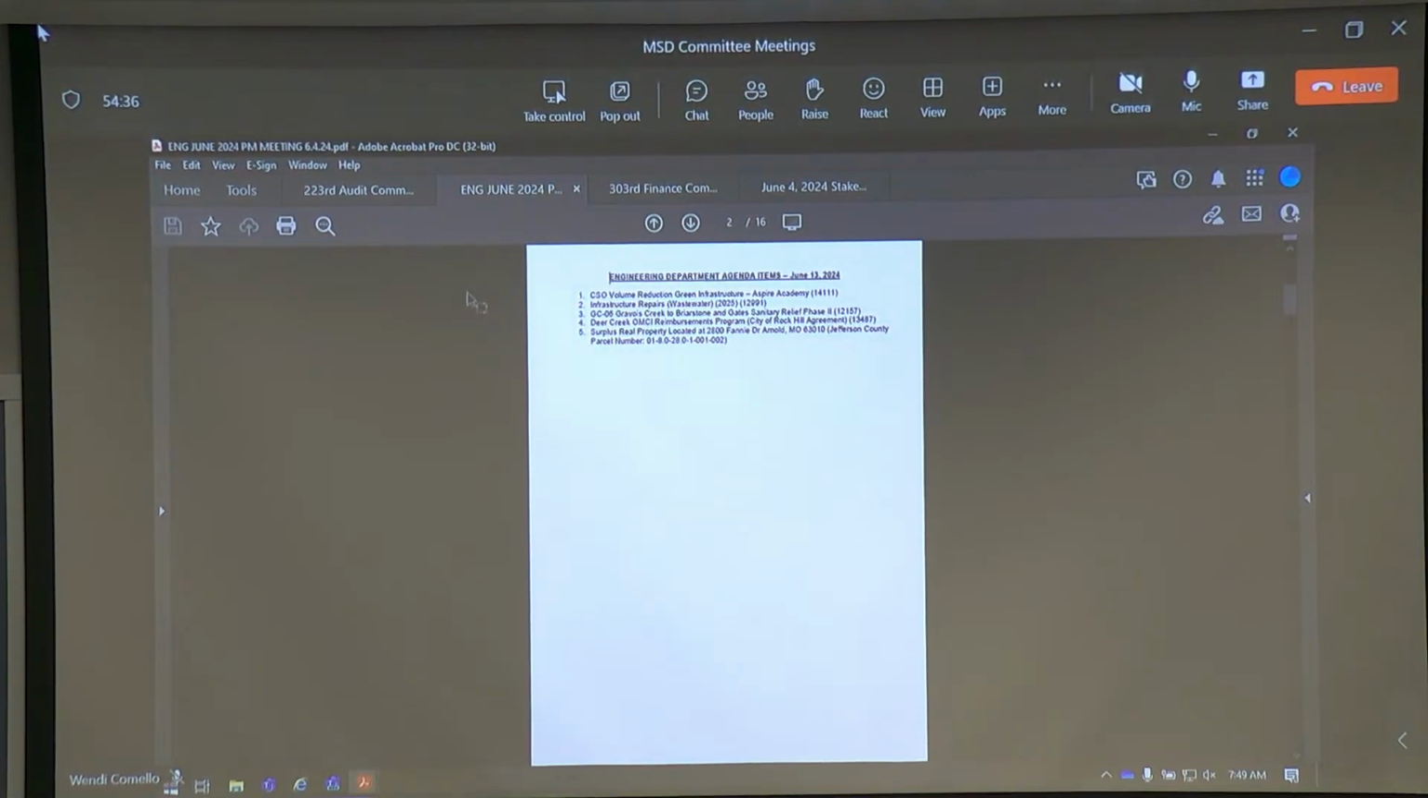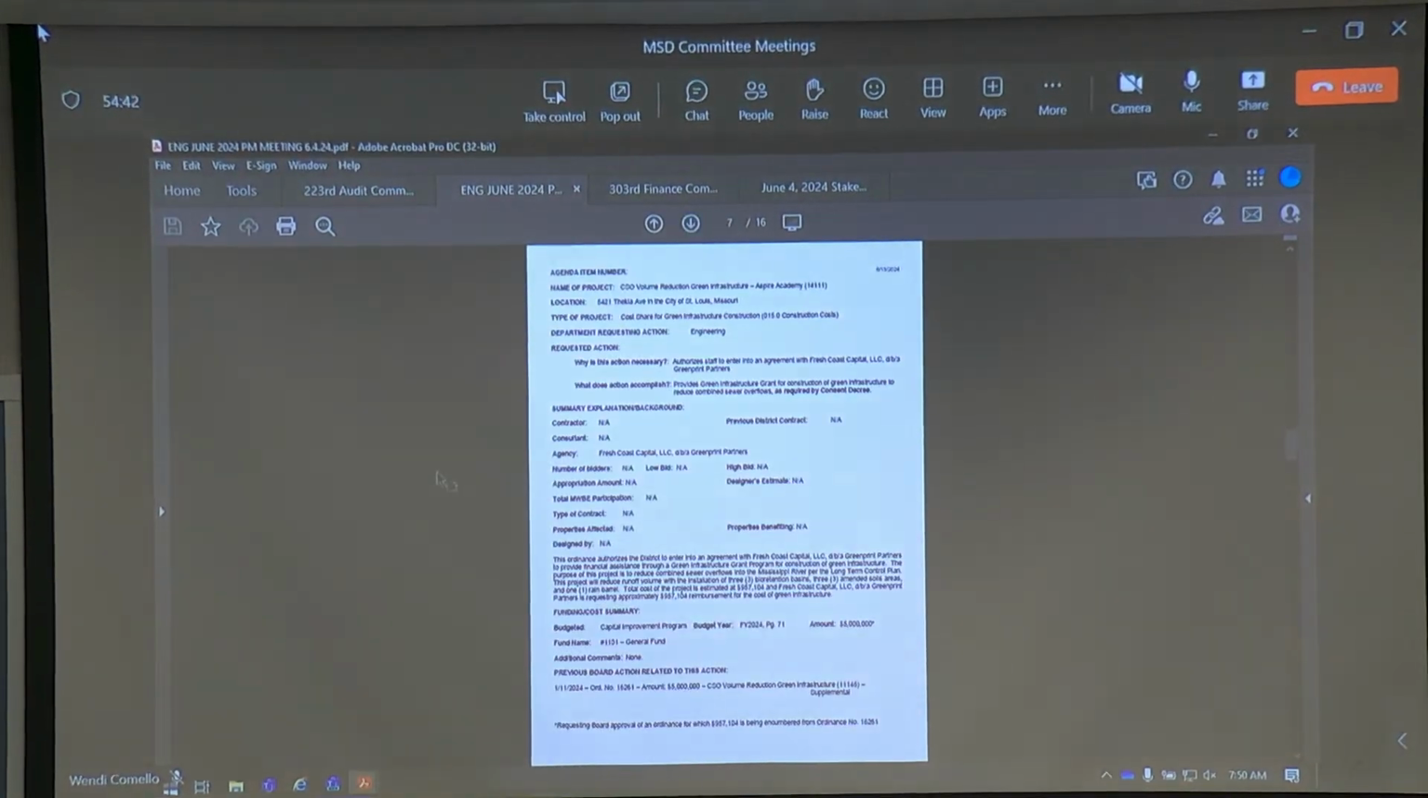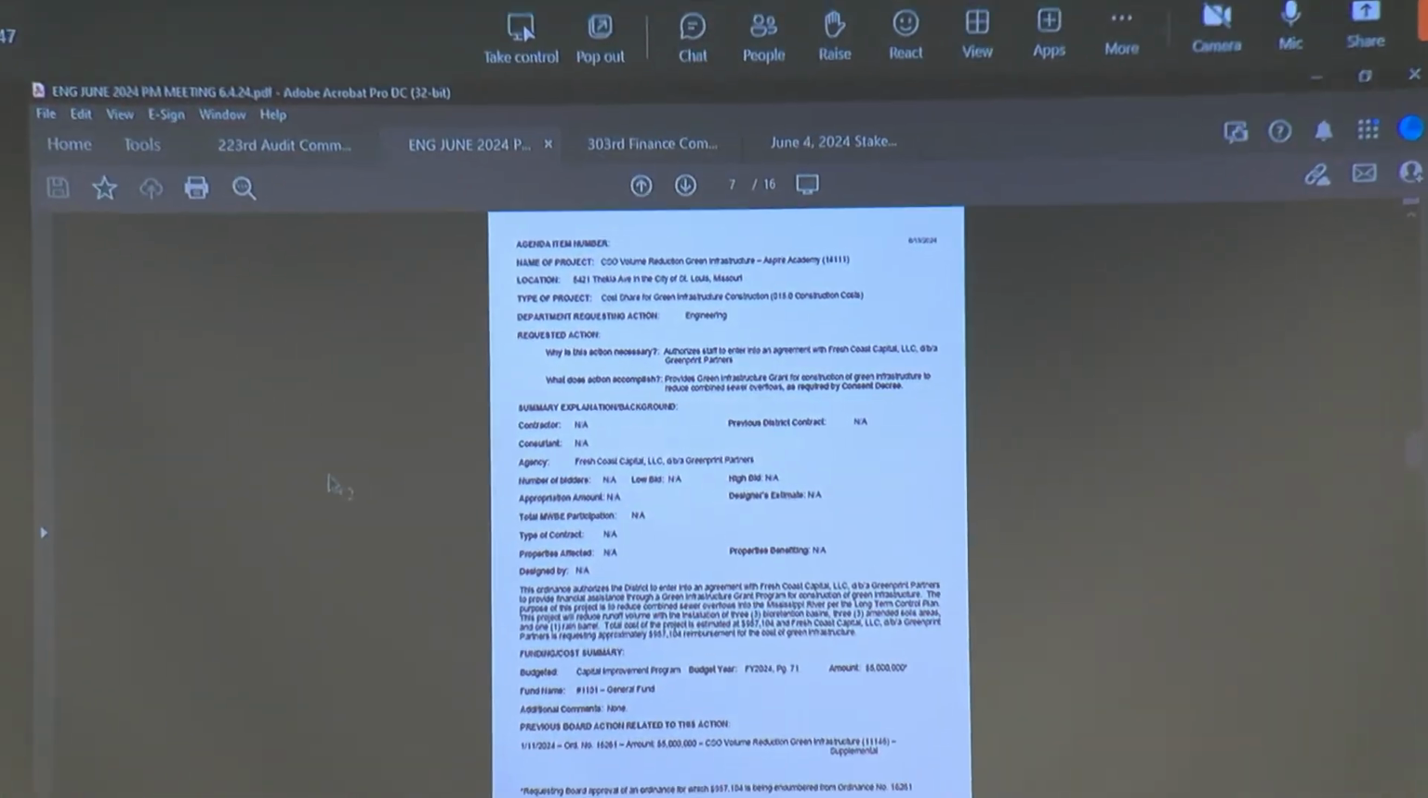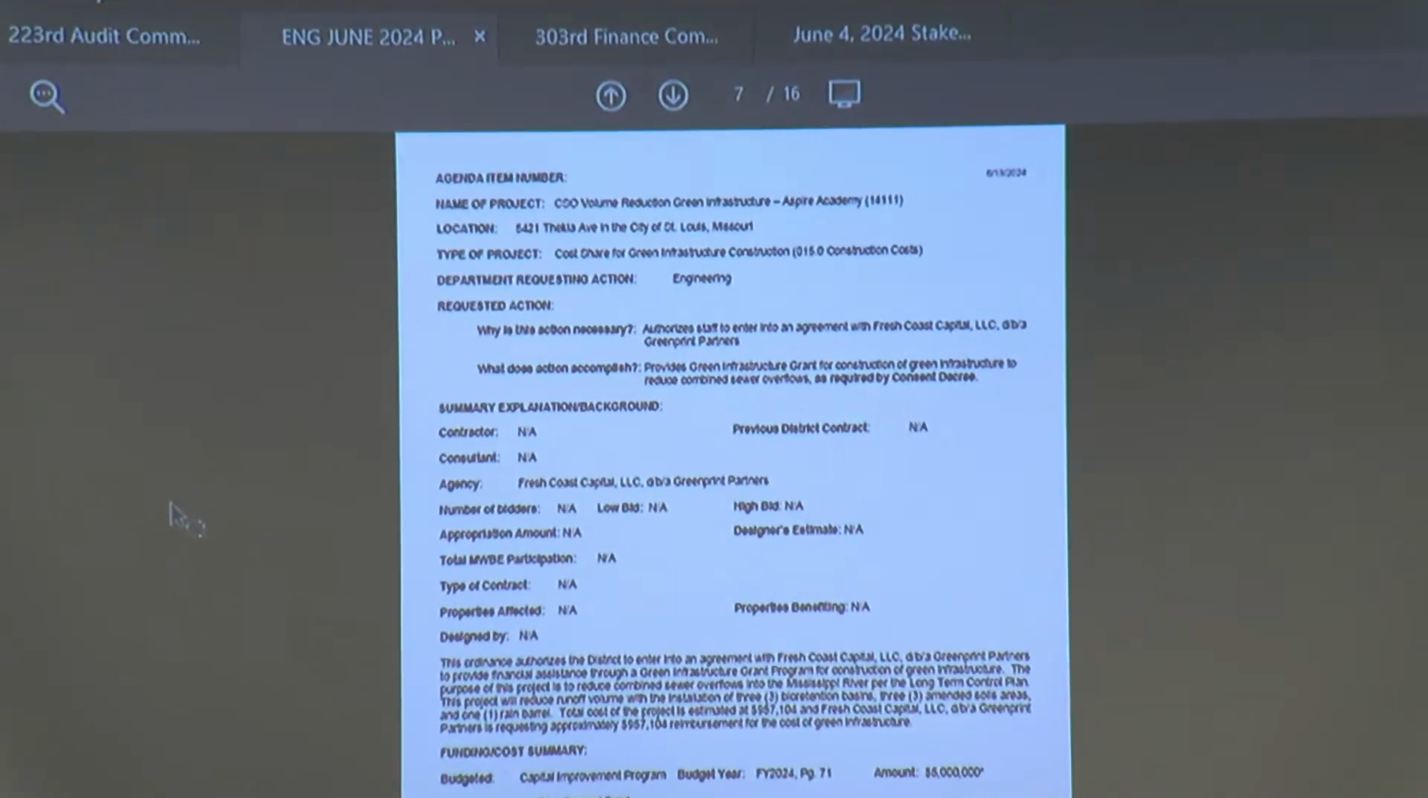First item for the agenda is a CSO volume reduction green infrastructure for Aspire Academy. This ordinance will authorize the district to enter into agreement with Fresh Coast Capital, doing business as Green Print Partners, to provide financial assistance through the Green Infrastructure Grant Program. The purpose of the project is to reduce combined sewer overflows to the Mississippi River per the long-term control plan and the consent decree. This particular project will reduce runoff with the installation of 3 bioretention basins, 3 amended soil areas, and 1 rain barrel.